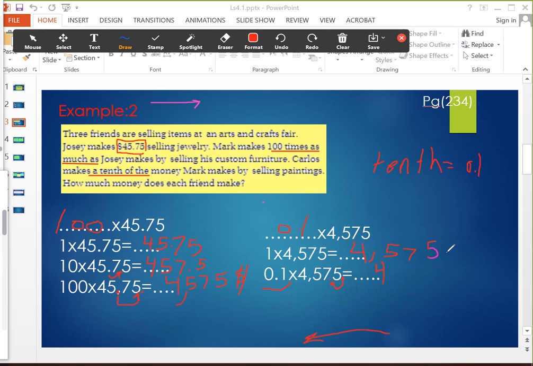Just 1 minute, girls. 4, 5, 7.5. This is the number, $457.5. This is the money that Carlos makes. Okay? So the idea right here is how to multiply the pattern, or the powers of 10, with a decimal number. How to move the decimal point. You have to know it.